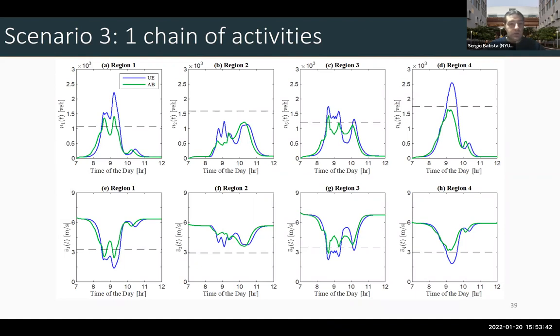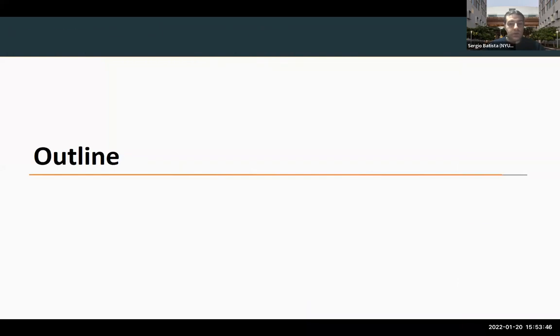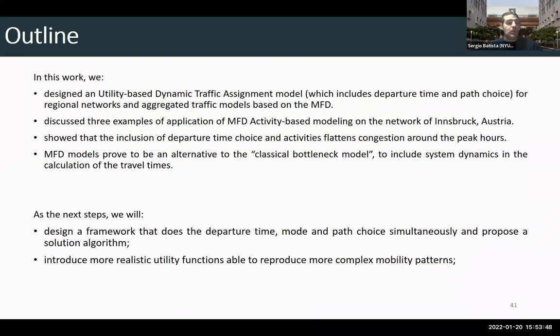And arriving to the end, if you go to the outline of the presentation. So basically, here we have designed a utility-based dynamic traffic assignment model for MFD models and regional networks. We have discussed some implementations of this work, considering different kinds of activities and demand scenarios.